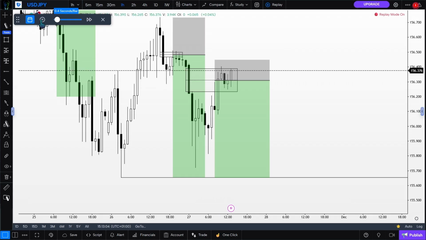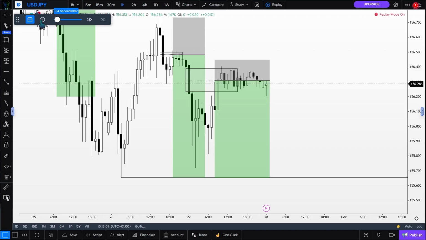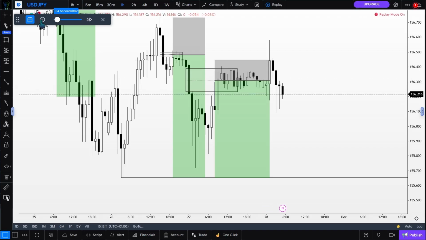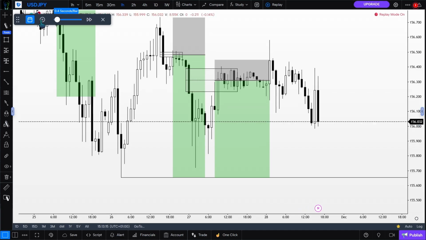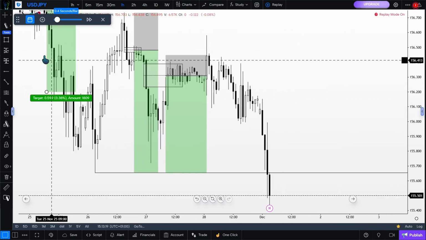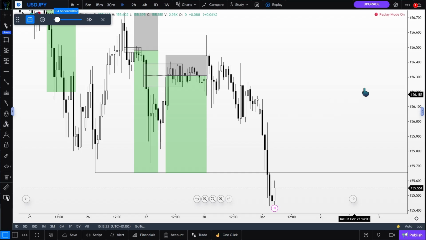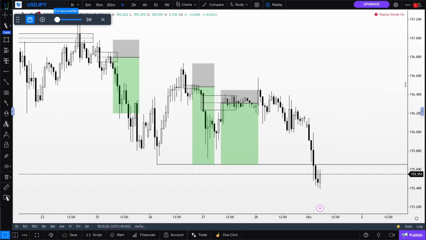Now we got triggered. Is this still valid? Is this still valid? Is this still valid? It looks like I'm going to hit stop loss here. Oh, I hit stop loss. So yeah, eventually it feels like price hits our first TP.